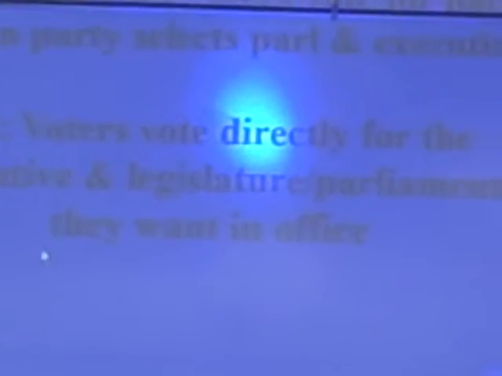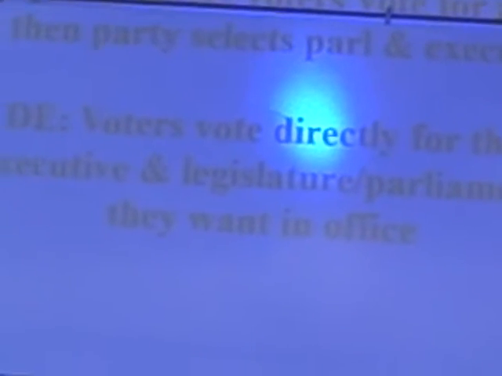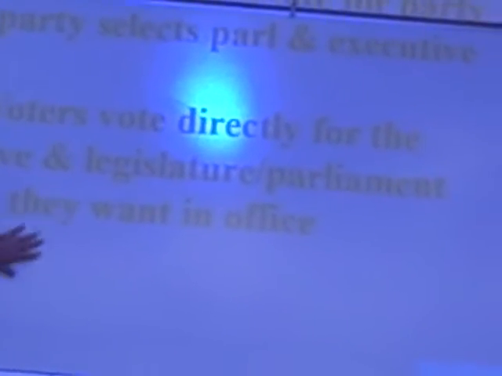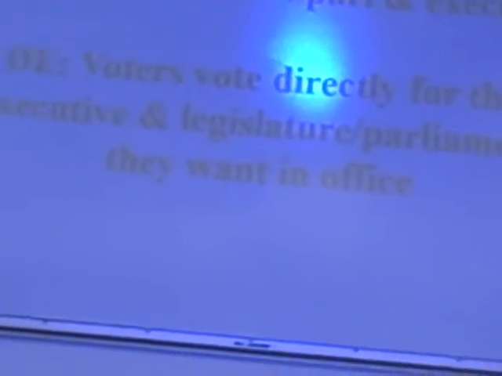Indirect election: a system where voters vote for a party, and then the party selects the parliament and the executive. Direct election: voters vote directly for the executive and the legislature, the parliament they want in office. In fairness, the U.S. has an indirect presidential election. We didn't get into the direct one this semester.